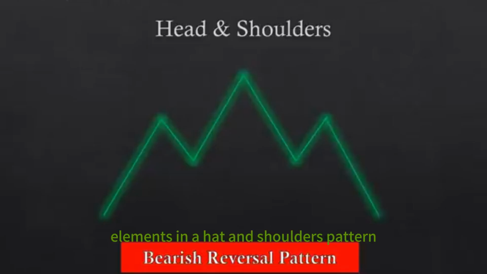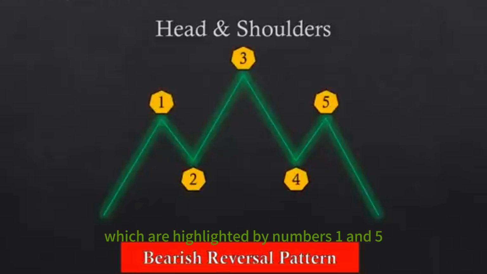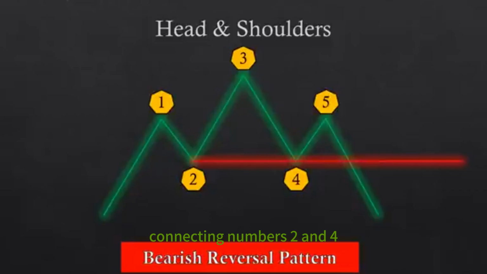There are a few important elements in a head and shoulders pattern. We have the shoulders, which are highlighted by numbers 1 and 5. The head, which is highlighted by number 3, and the neckline, which is highlighted by the line connecting numbers 2 and 4.